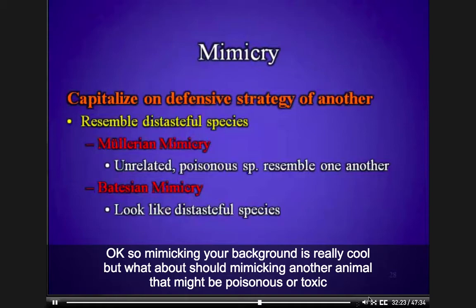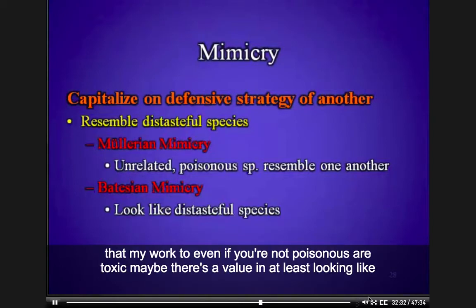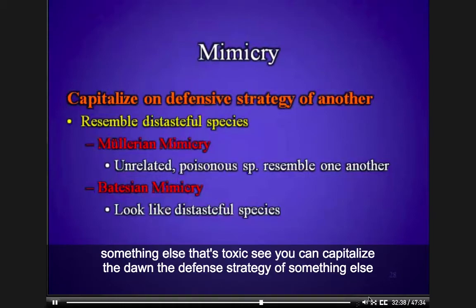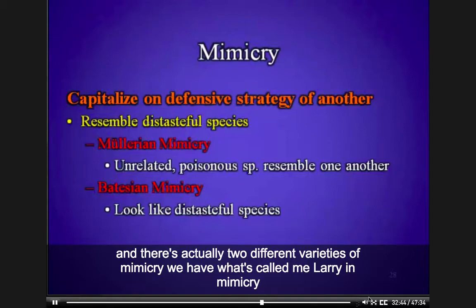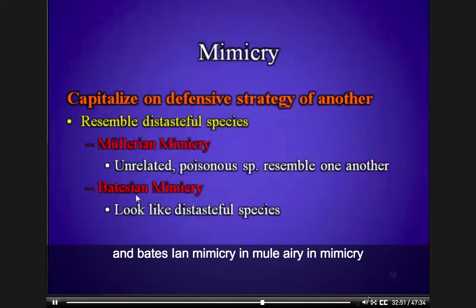Okay, so mimicking your background is really cool. But what about mimicking another animal that might be poisonous or toxic? That might work too, even if you're not poisonous or toxic. Maybe there's a value in at least looking like something else that's toxic. So you can capitalize on the defense strategy of something else. And there's actually two different varieties of mimicry. We have what's called Mullerian mimicry and Batesian mimicry.